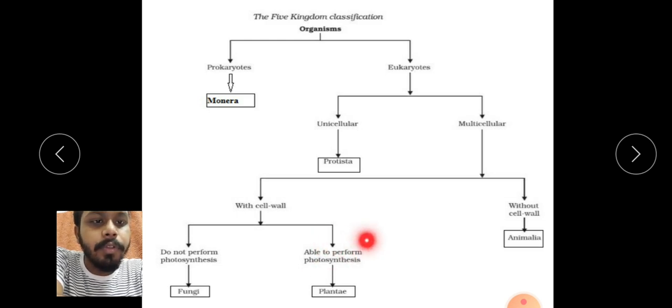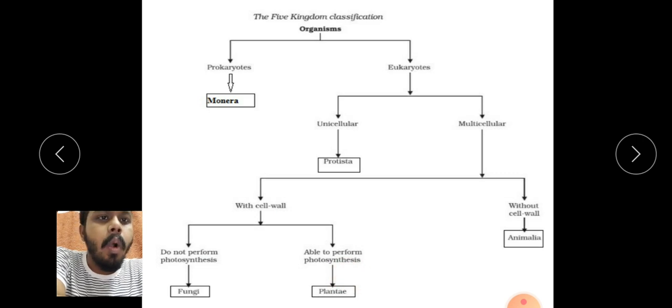Which organisms perform photosynthesis? They are placed in the Plantae group. In the fungi kingdom, all the organisms which are eukaryotes, multicellular, with a cell wall, and do not perform photosynthesis are placed in the fungi group. And all the living organisms which are eukaryotes, multicellular, contain a cell wall, and are also able to perform photosynthesis are put in the Plantae kingdom.